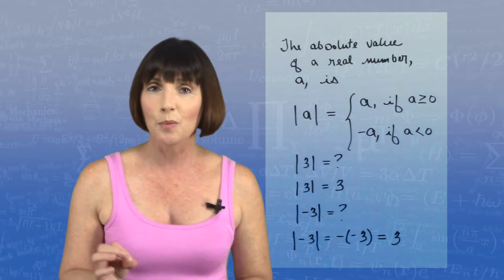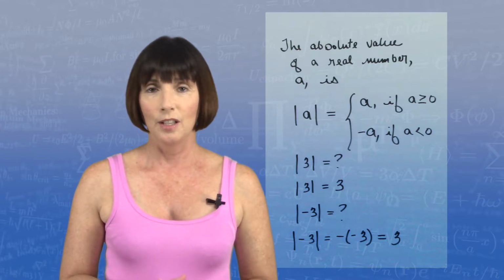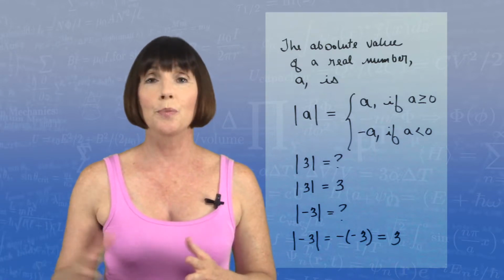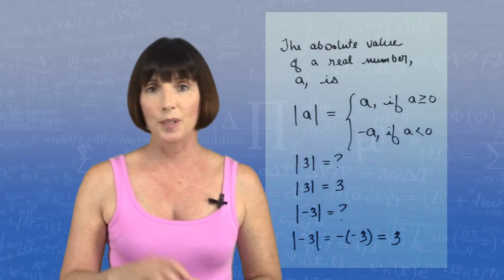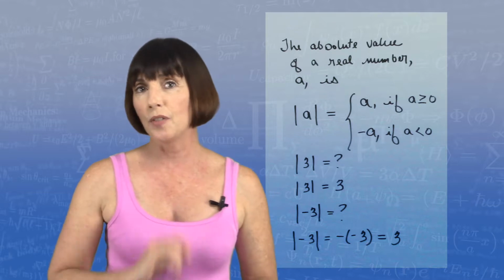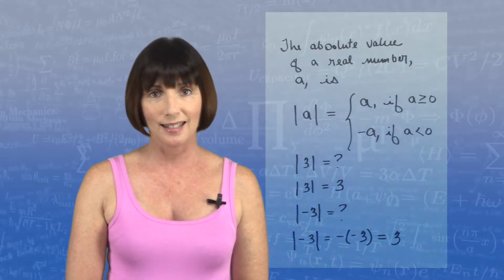This is exactly what we did in our number line example. 3 is 3 units from 0. -3 is also 3 units from 0, but in the opposite direction. And that's what that definition of absolute value is telling us.